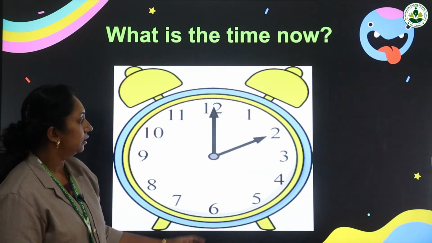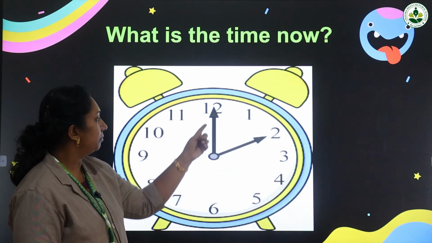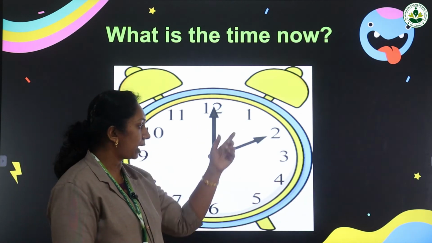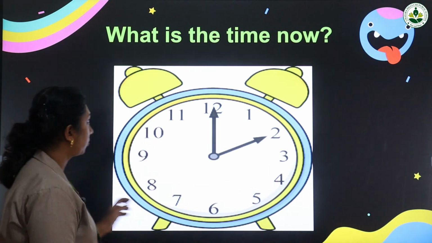Okay, now see, what is the time now? Look here, the hour hand is on 2 and the minute hand is on 12. So the time is 2 o'clock.